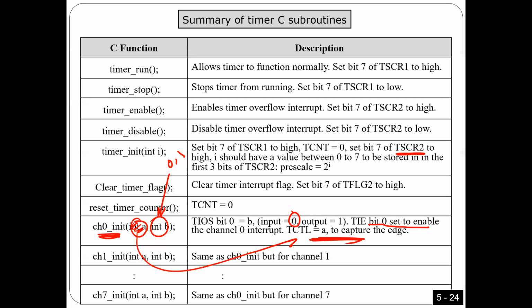Or in case of output compare, in case of input capture, this value is going to be written to TCTL to program what you want to capture. You want to capture only rising or falling or whatever, okay? Or in case of output compare, this value is going to be used to tell what action you want to take on the pin. Every time you want to toggle or do whatever.